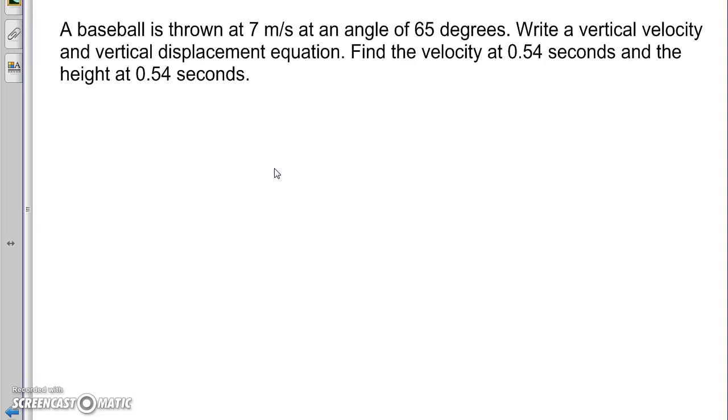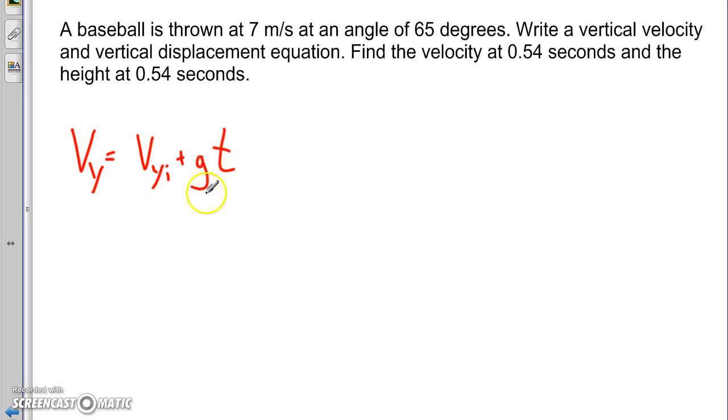The first thing I'm really asked to do is to write a vertical velocity equation. Alright, well, let's start there. The vertical velocity equation, as you learned in a previous video, looks like this. Vy equals Vyi plus gt. Again, you just should have that in your notes. You can use your notes to look it up. You don't have to memorize it.